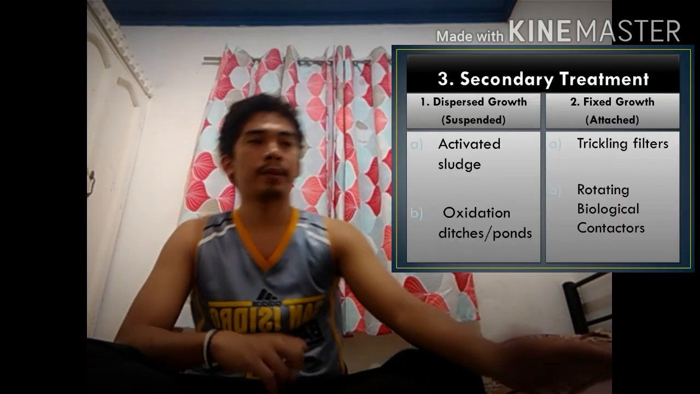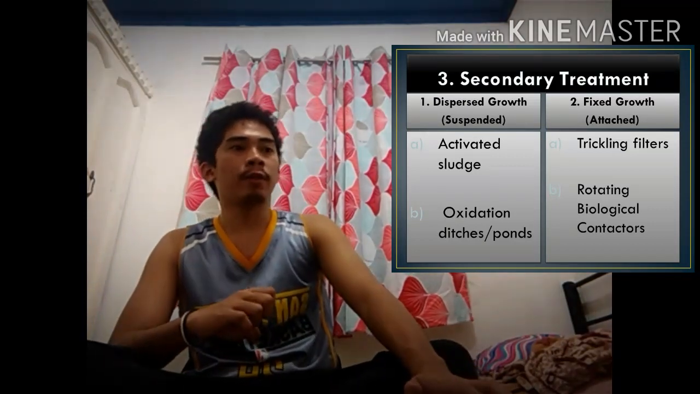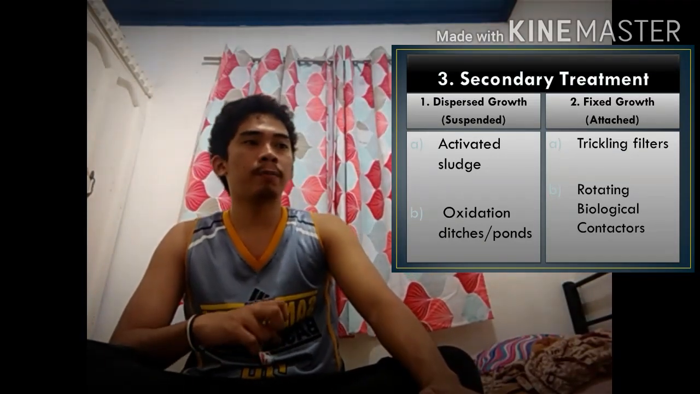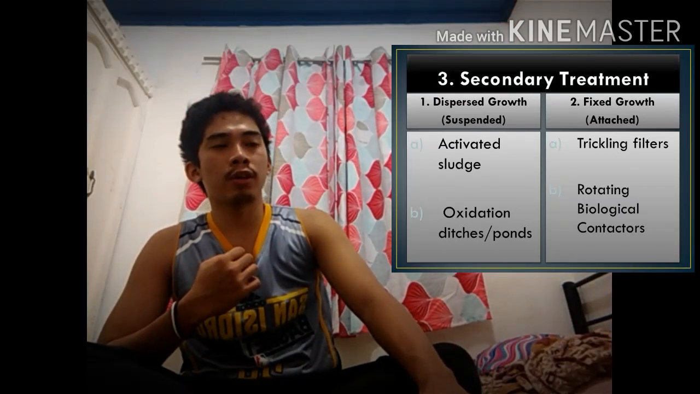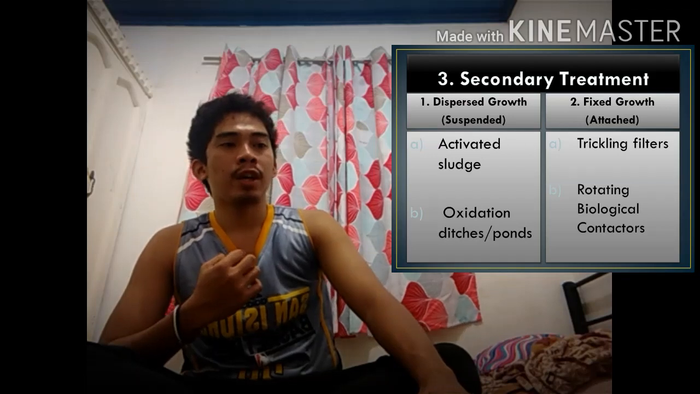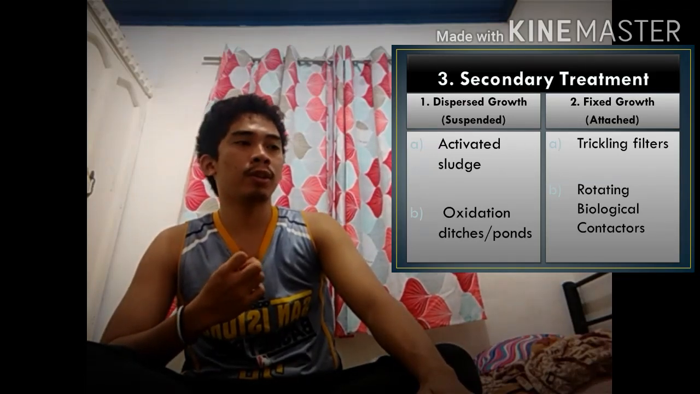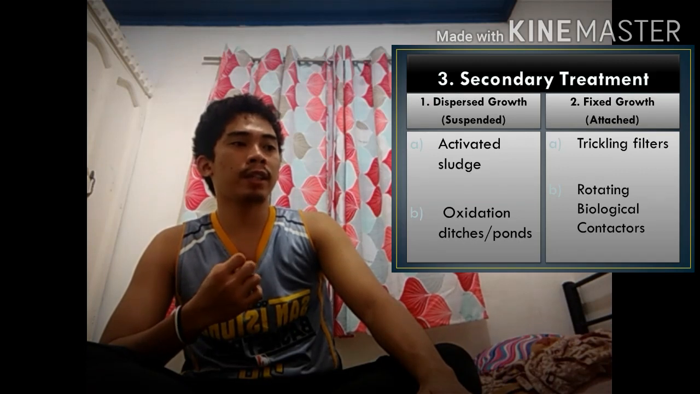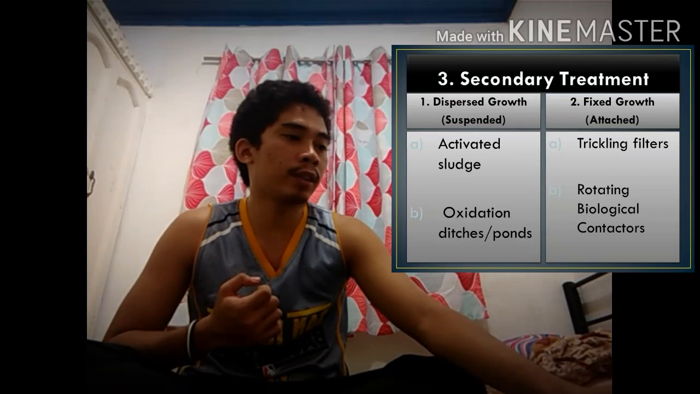There are two types of aerobic biological degradation. The first one is dispersed growth, or suspended, and the second one is fixed growth, or attached. Dispersed growth includes activated sludge and oxidation ditches or ponds, and fixed growth includes trickling filters and rotating biological contactors.